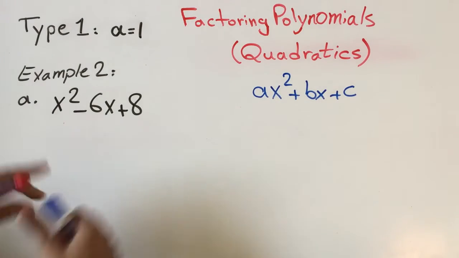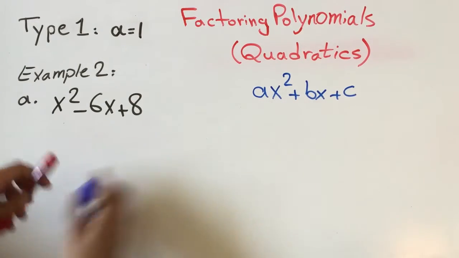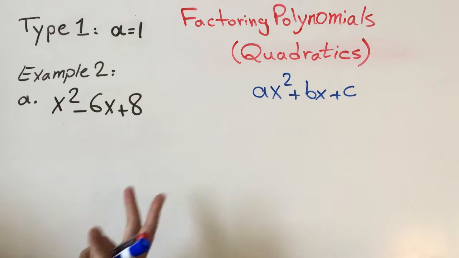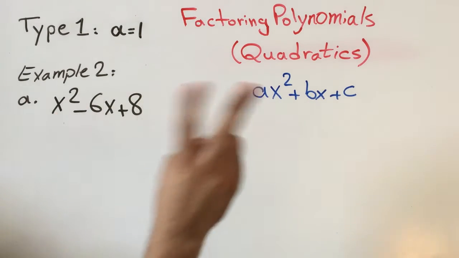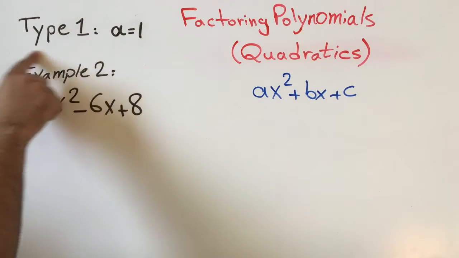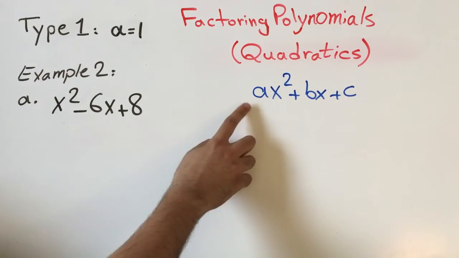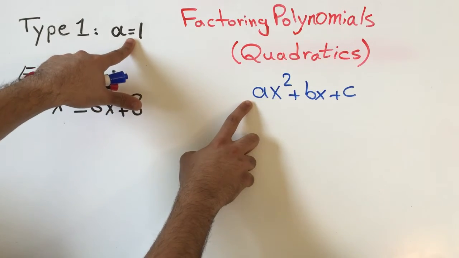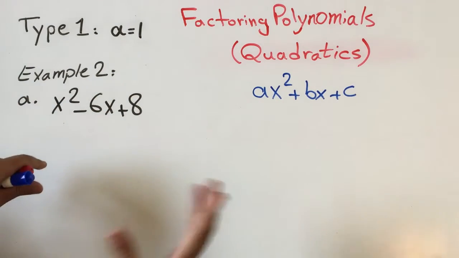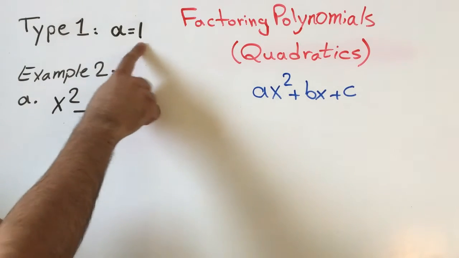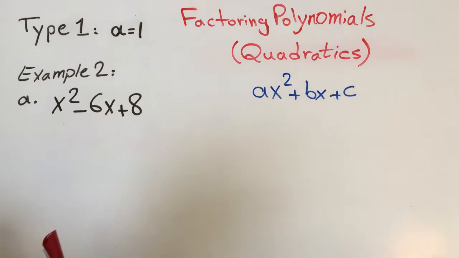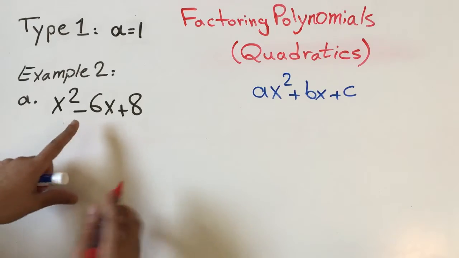When we are talking about factoring quadratics, we have to divide them into two types. How many types? Two types. What is type 1? Type 1 is when your a is 1. And type 2, which we are going to talk about later, is when a is not 1, is another number, which is a little bit more difficult. Now let's talk about the first step.